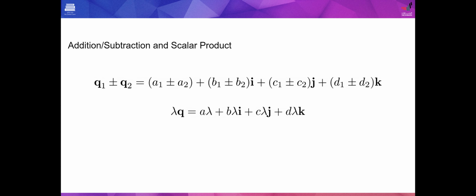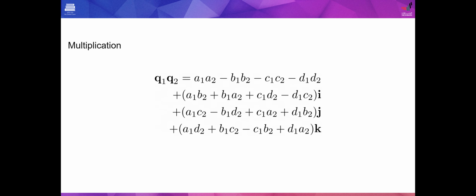Addition and subtraction of two quaternions are done element-wise. So you add the first two scalars and then the corresponding vector values. A scalar product of a quaternion is also element-wise. The multiplication of two quaternions is more tricky and is found as follows.